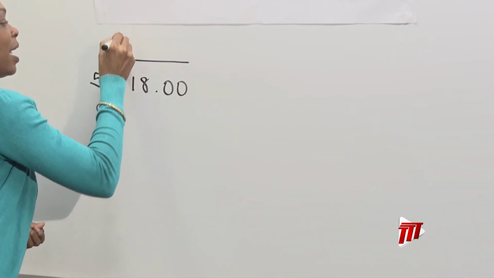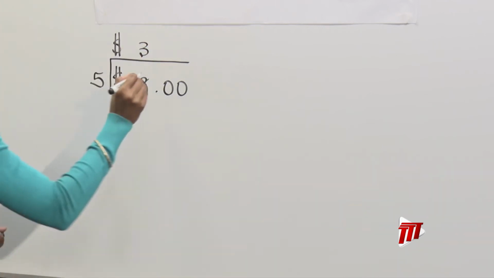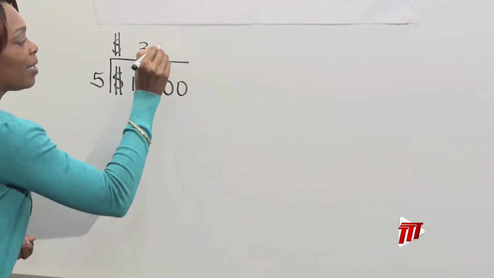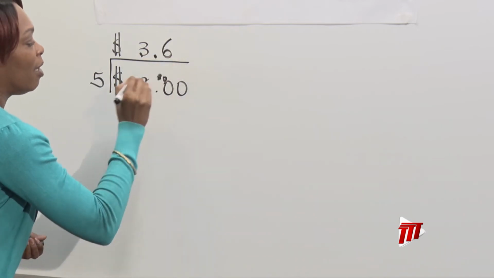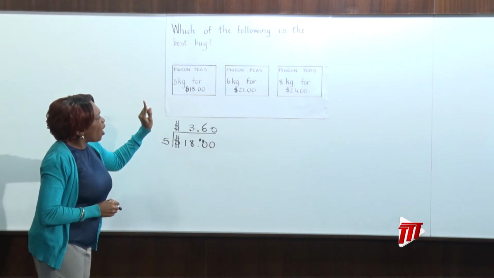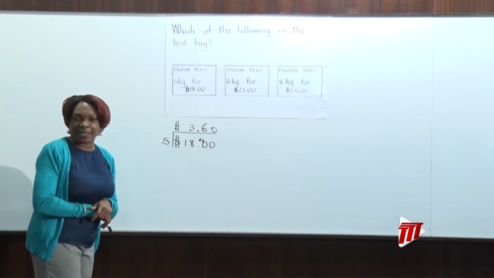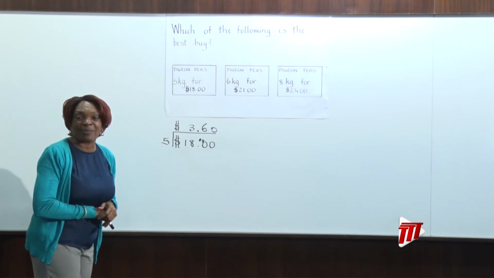Let's divide. 5 into 18. I'm going to put my dollar sign. 3. Remainder 3. 5 into 30. 6. Let's put our decimal point. 5 into 0. 0. So the first one, 1 kilogram is $3.60. Let's try the second one.